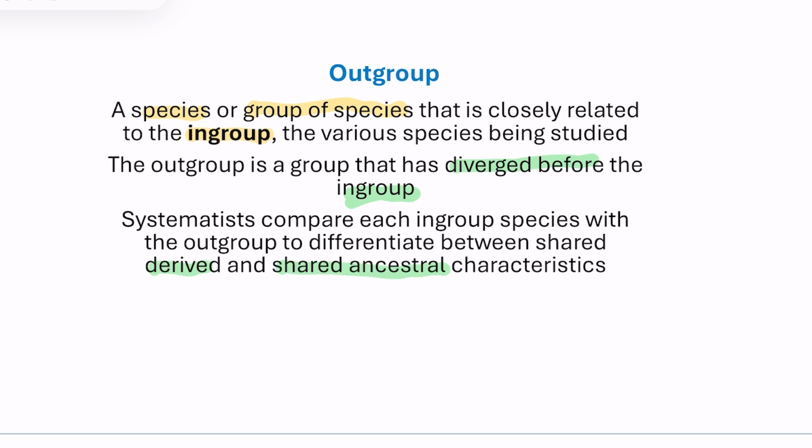So why do they use this outgroup? Because they want to check the derived characters and the shared characters: what are the characters the species or descendants share with the ancestor, or what are the characters which the descendants derive or evolve during their life cycles.